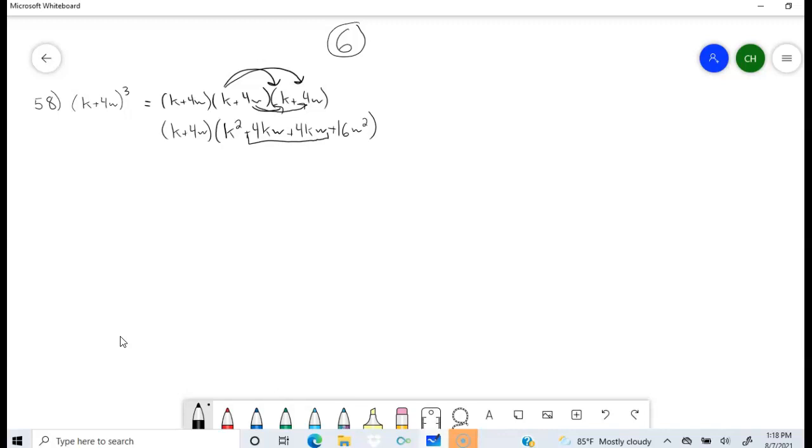Now I have to distribute everything through the binomial and this one. Combine these two like terms here. K plus 4w, k squared. 4kw plus 4kw is 8kw plus 16w squared. K times k squared is k cubed. K times 8kw is plus 8k squared w. K times 16w squared is plus 16kw squared.